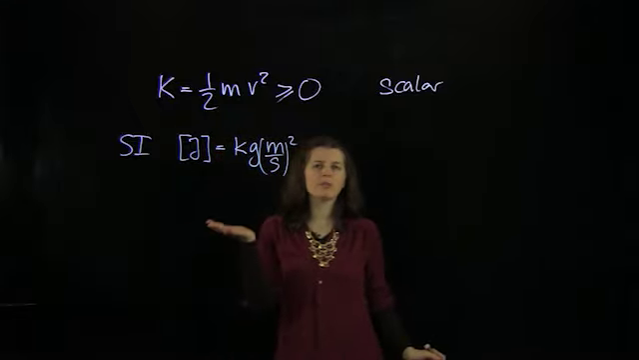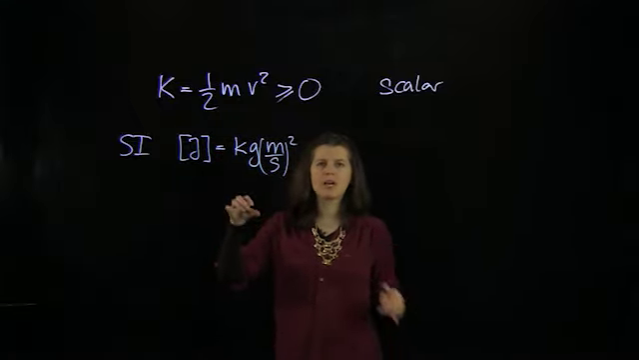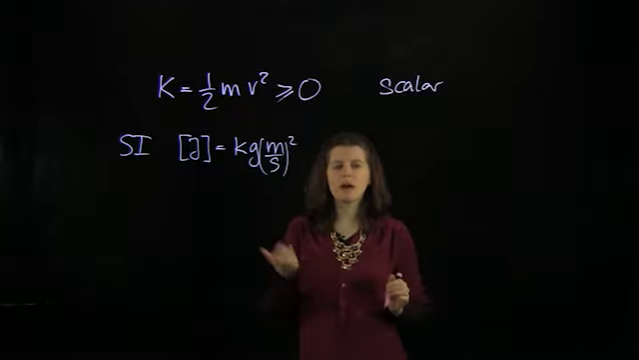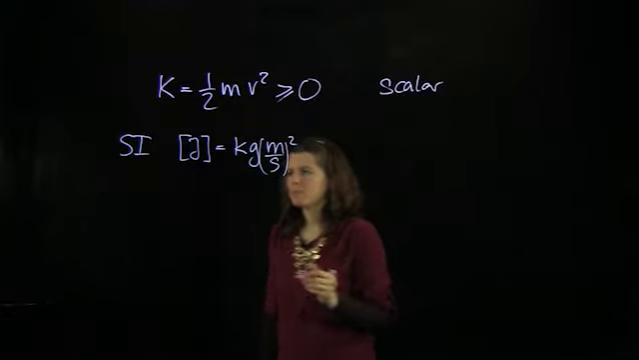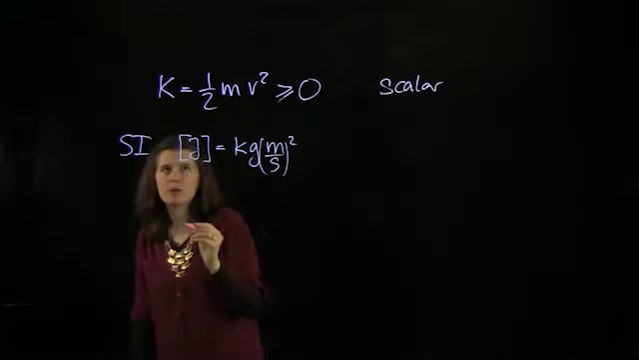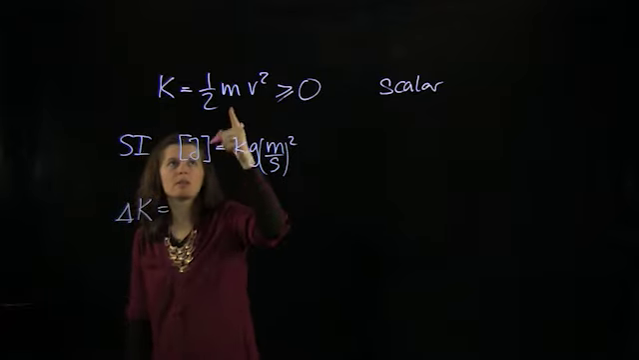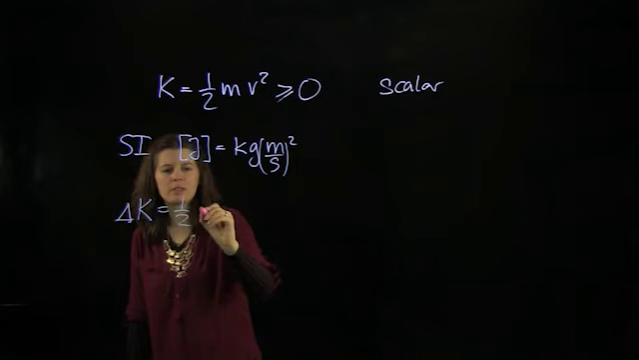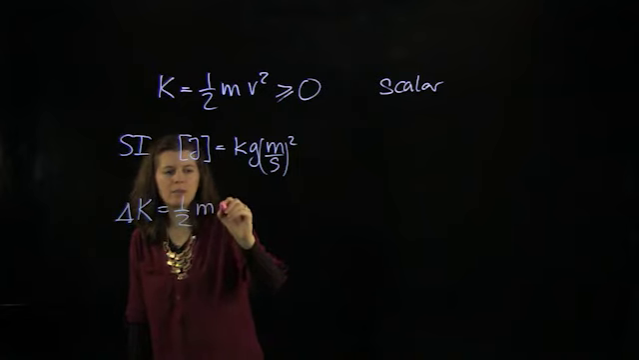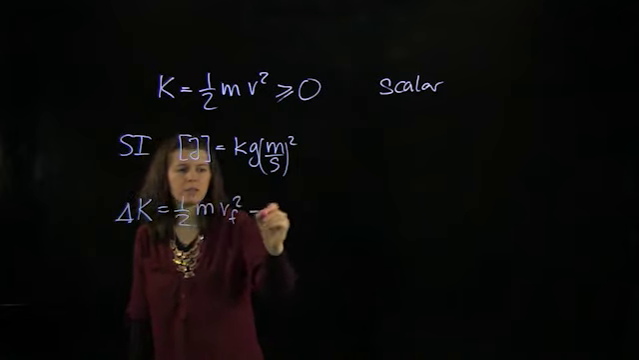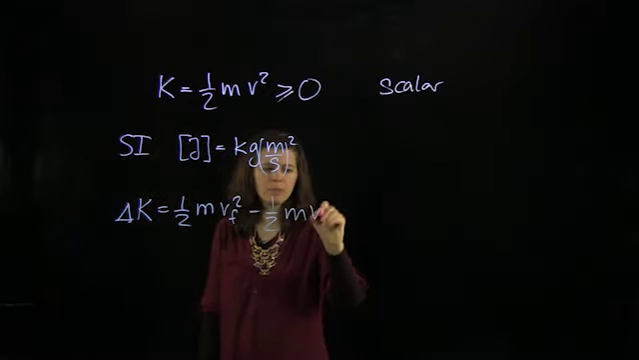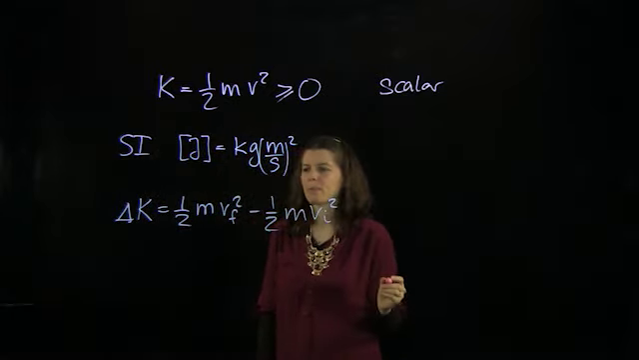Now let's assume we have an object that is first at rest, and then it speeds up with a certain velocity, which means the object is going to experience a change in kinetic energy. And so we'll express this as 1/2 mv final squared minus 1/2 mv initial squared.